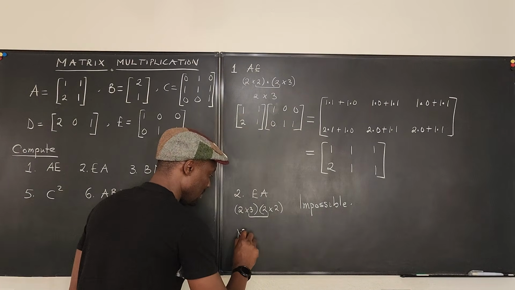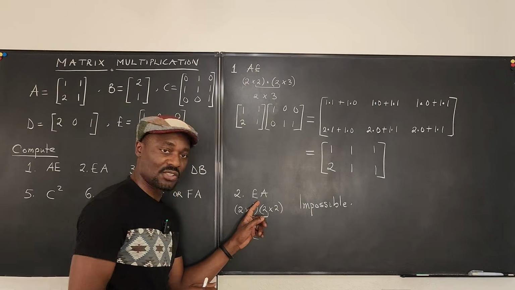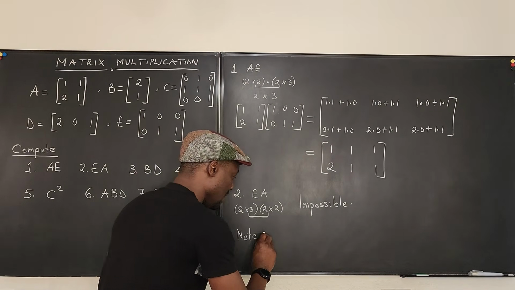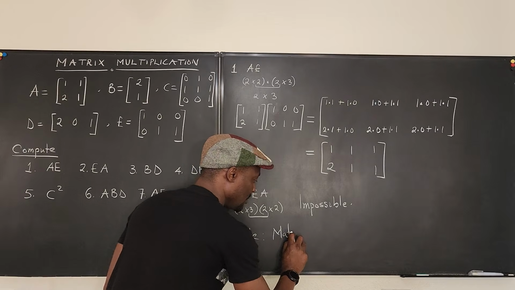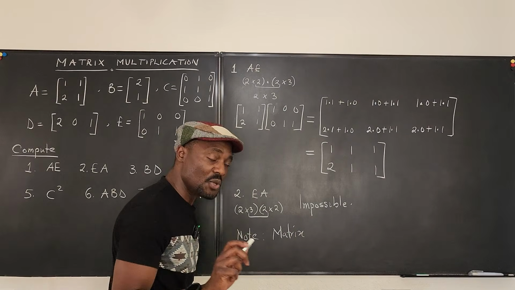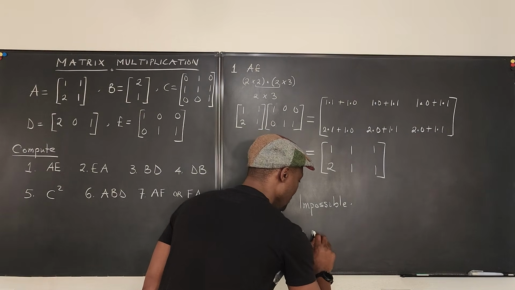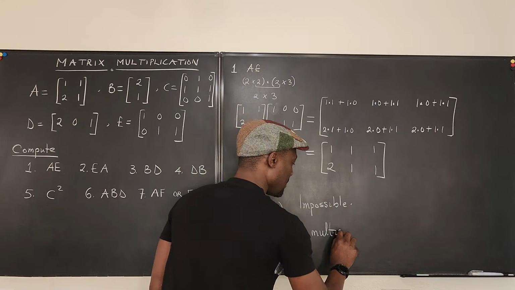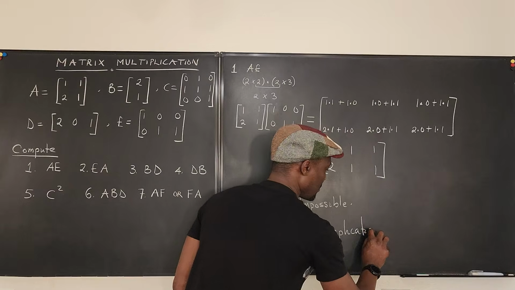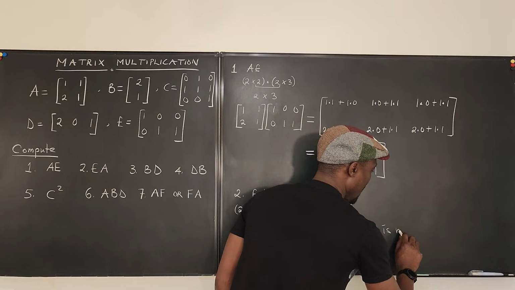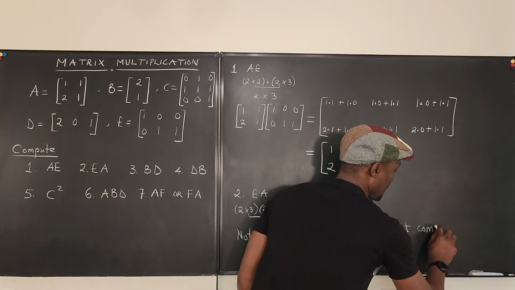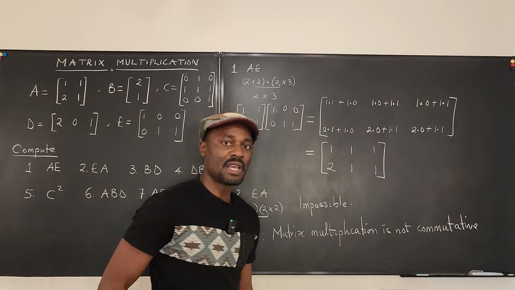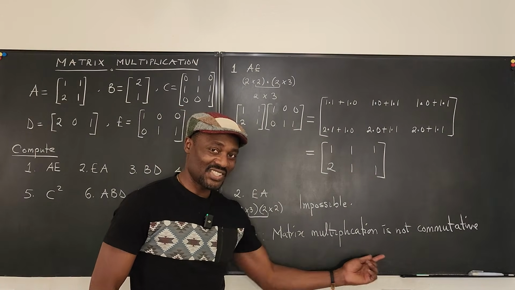Okay, note, because it's the same two matrices we just played with, we'll have to note that matrix multiplication is not commutative. This is a key thing.